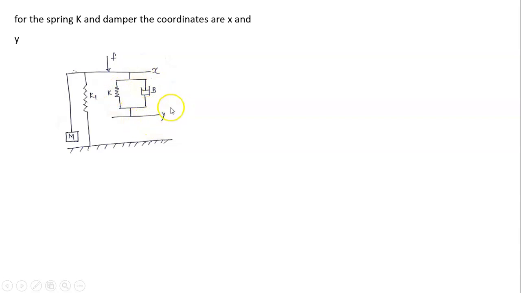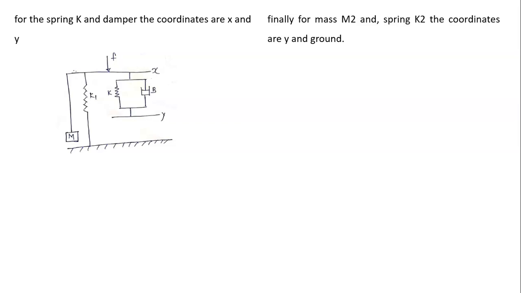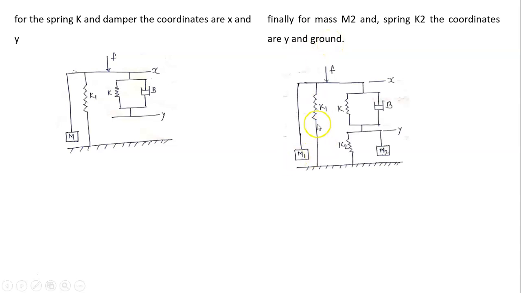Now, at the coordinate Y, which two elements are there? Mass M2 and spring K2. Therefore, finally, for mass M2 and spring K2, the coordinates are Y and ground. This is your final figure. Spring K2, you have to connect to the Y coordinate and to the ground, and this mass M2 you have to connect to the Y coordinate and show it as grounded. Therefore, this completes our grounded chair representation.